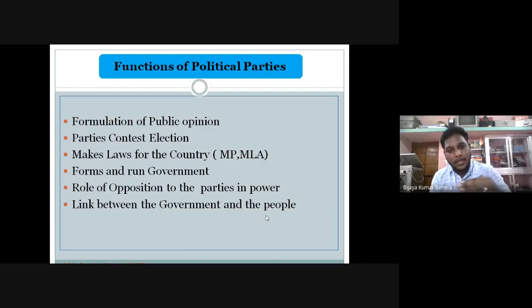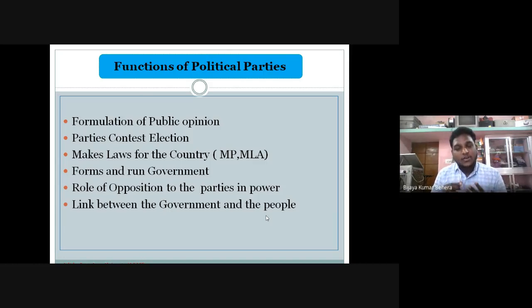Government means the legislative, executive, and judiciary wings. They form these three wings. Means they run the government. The function of the legislative is to make the law. The function of the executive is to execute the law. Those laws are made by the legislative wing. It is the function and responsibility of the executive wing to execute that rule and regulation.